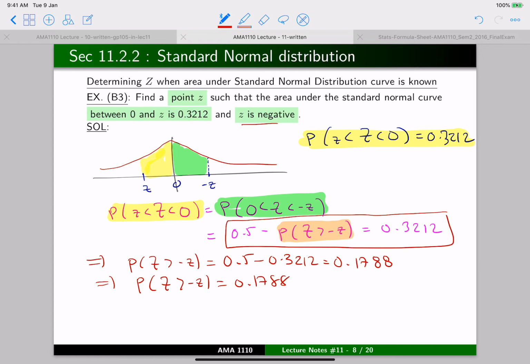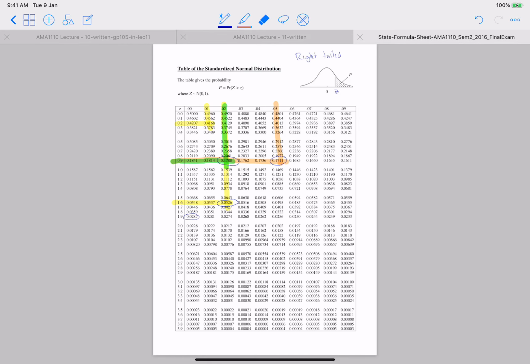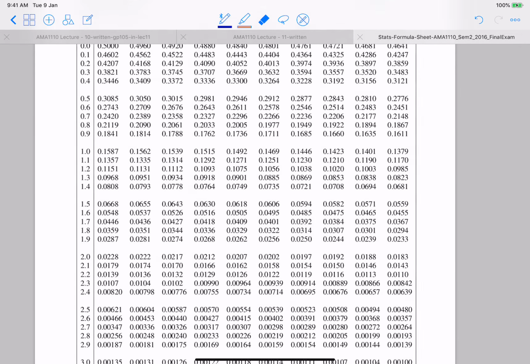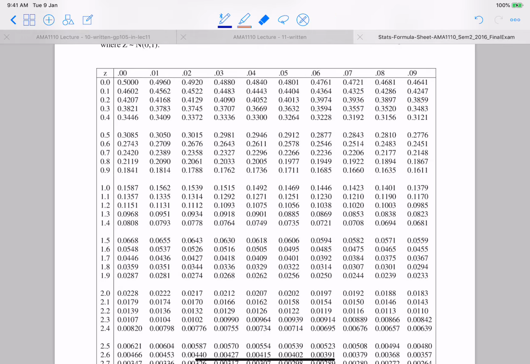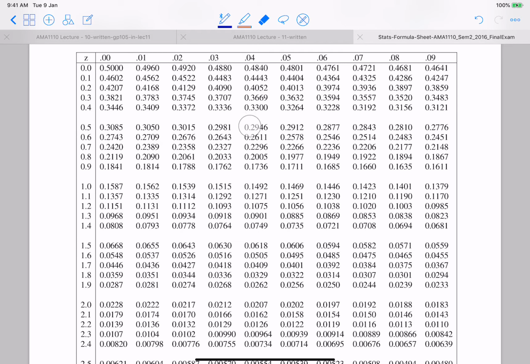So that means, looking at the right tail table, let's erase everything first. Is there any z that has area to the right equal to 0.1788? Let's look for 0.1788 anywhere. Oh, bam! Right there, 0.1788. That means the area to the right of 0.92 is 0.1788.